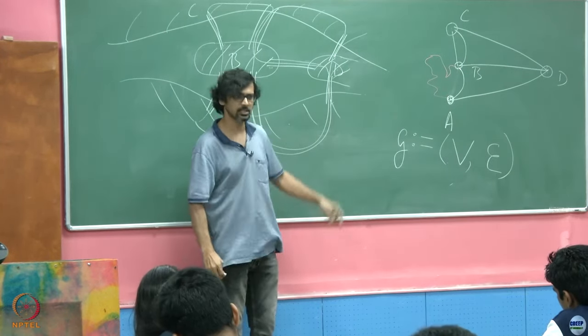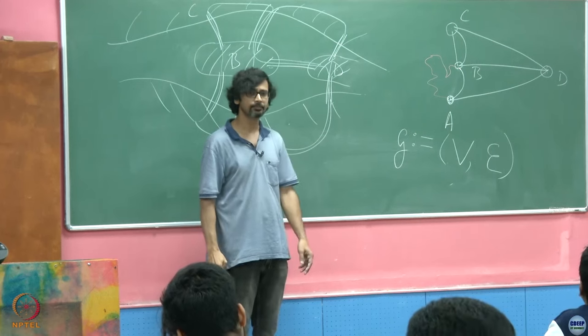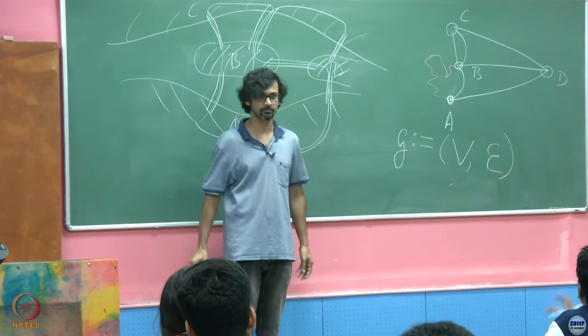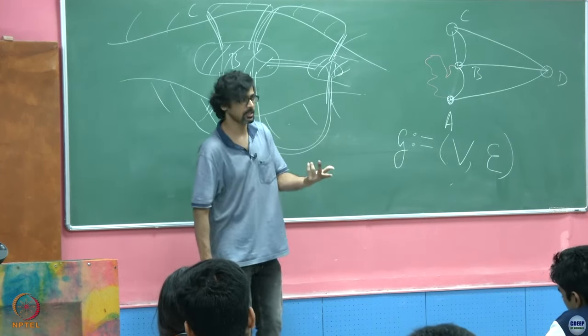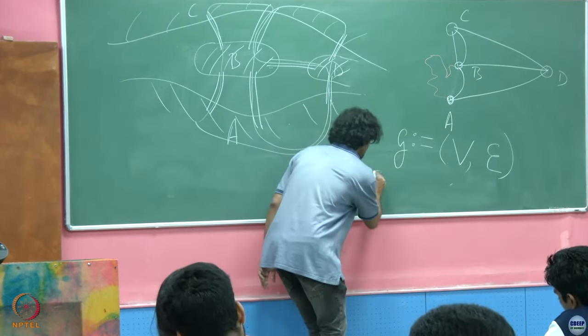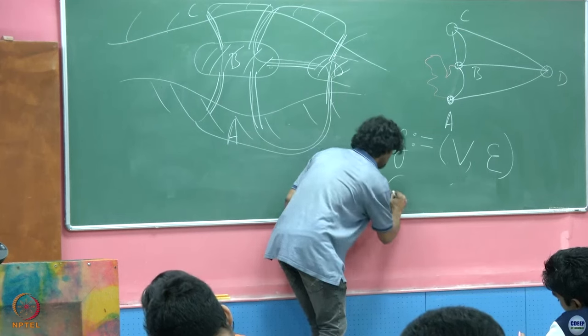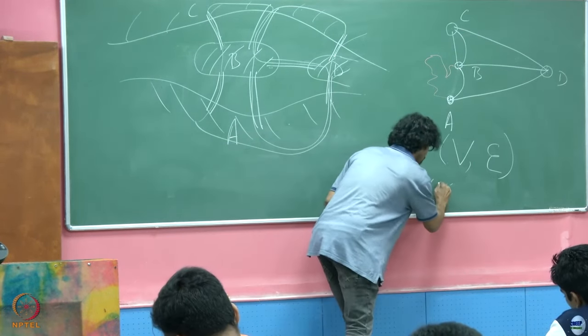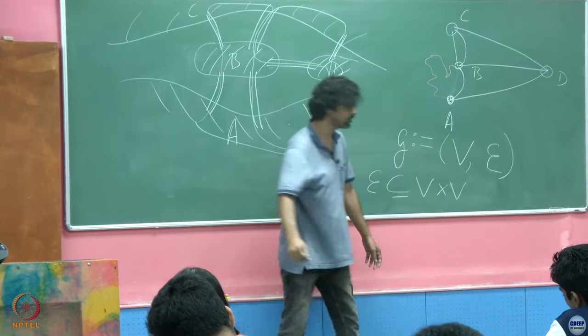What are these set of edges? Can you guess what they are? How do you capture an edge? How do you describe an edge? Two vertices. So if I were to put it down in mathematical terms, it is contained inside a Cartesian product of V with itself.